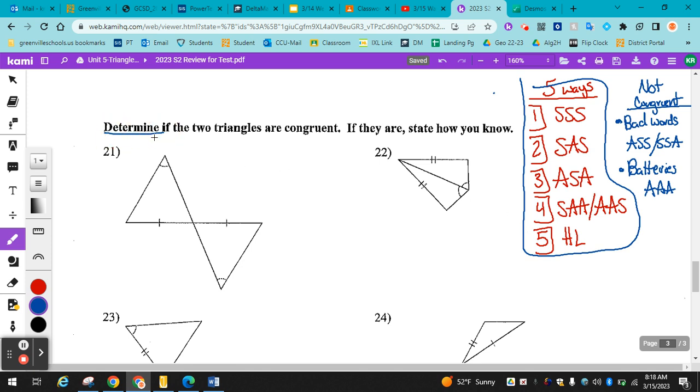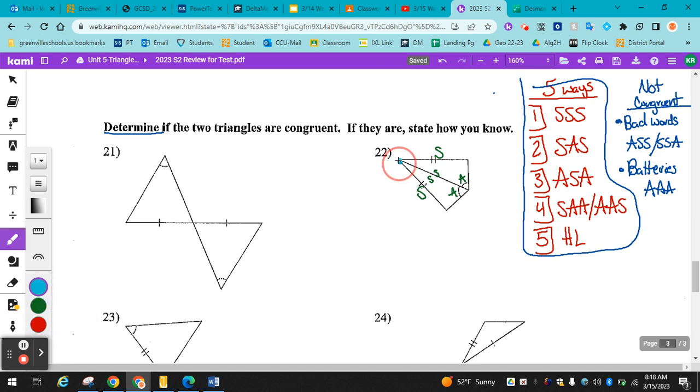So determine if they're congruent. So we have to figure out, are they congruent? So evens, we have this side equal this side because they're 2 dash marks each. This angle equals this angle because they're 1 dash mark each. And they share a side. Sharing a side means they're equal. Choose where you're going to start.